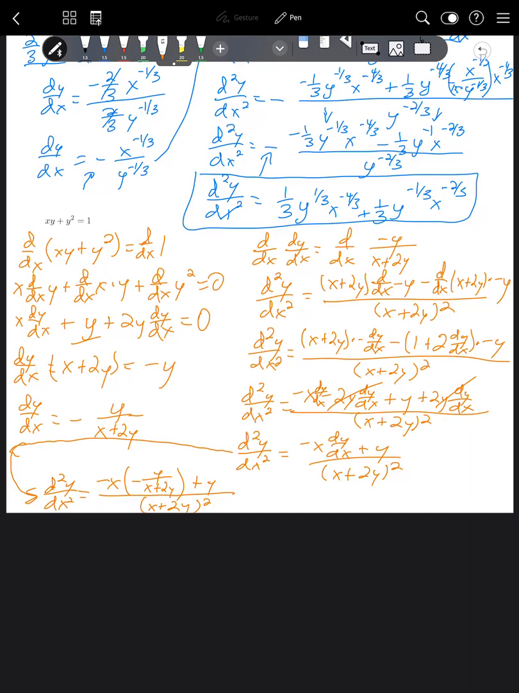And now I need to get rid of this complex fraction, so we're going to multiply by the least common denominator. So that's multiplied by x plus 2y over x plus 2y. So for the first term, the x plus 2y canceled, so it's x times y, which is negative x times negative y, which is xy. And then here I have to distribute. So I get y times x is xy, and y times 2y is 2y squared, over x plus 2y cubed. And so this will be 2xy plus 2y squared over x plus 2y cubed.